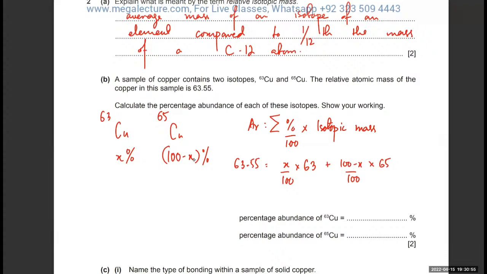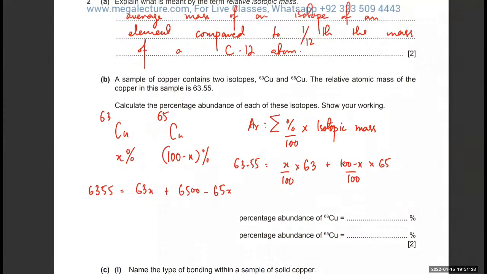So I'm going to get rid of the 100 at the bottom. So it's going to be 6355. Somebody could try and solve this. 63X plus 100 into 65, that's 6500, minus 65X, right? Is this correct? Did I make any mistakes? 63X minus 65X and plus 6500 looks fine.